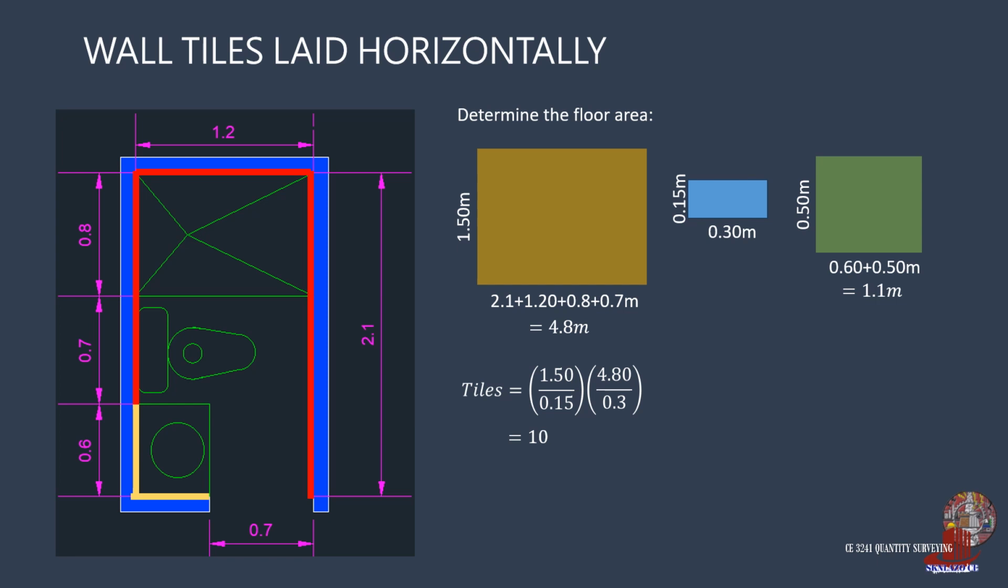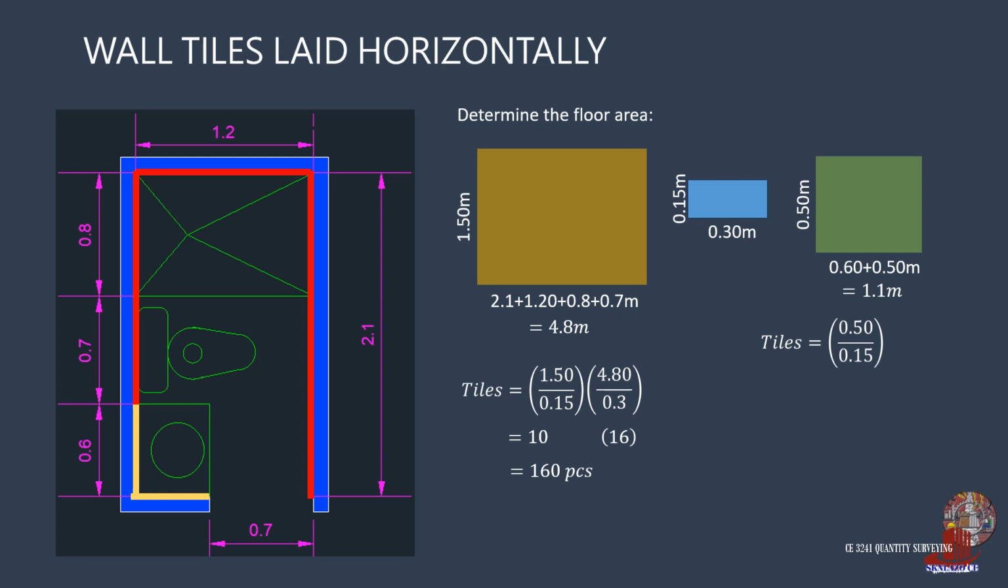The first makes 10, which is multiplied by the second, which makes 16. With no decimals, no need to round off anything. So 10 times 16 is 160 pieces.